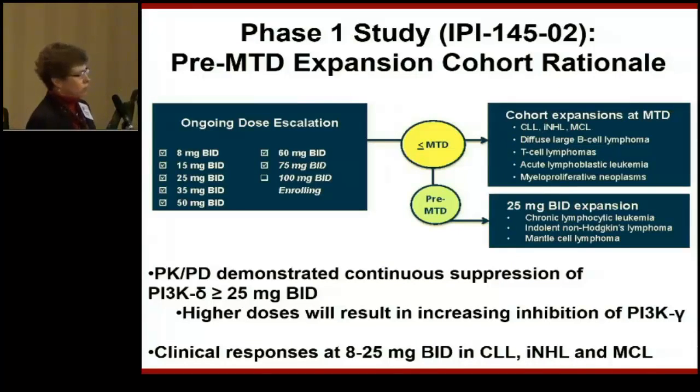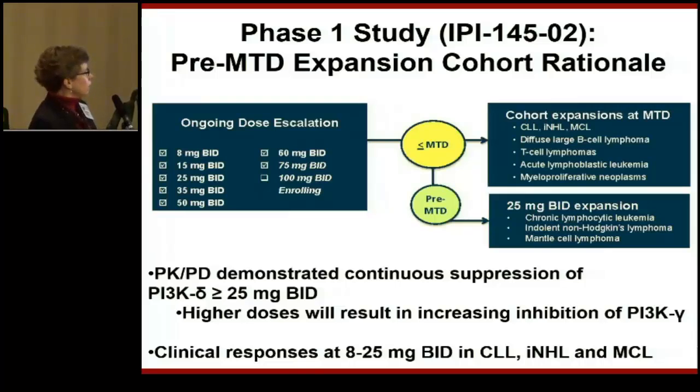So the initial phase 1 study was designed as shown here with a dose escalation from 8 milligrams BID up to 100 milligrams BID. And the plan was for cohort expansions at the MTD in a variety of diseases, CLL and low-grade lymphoma, diffuse large B-cell lymphoma, and also in T-cell lymphoma, ALL, and myeloproliferative neoplasms, the T-cell and myeloid diseases related to the gamma activity.